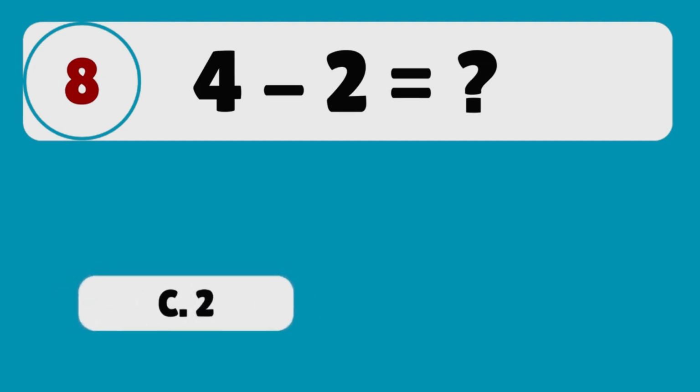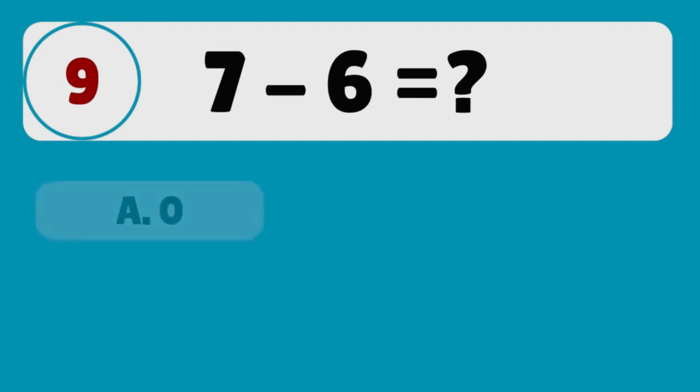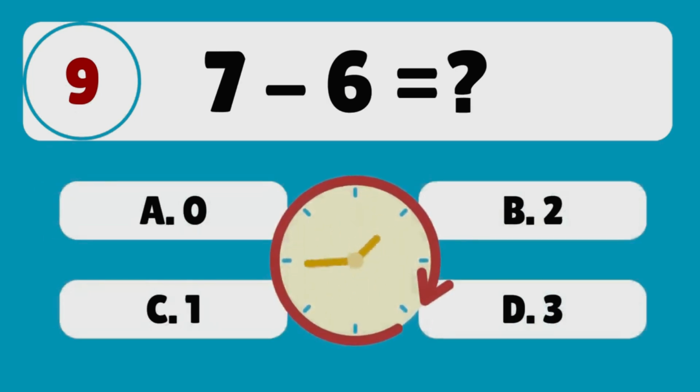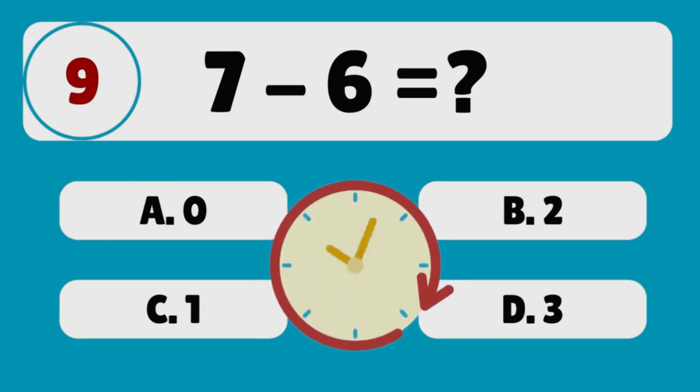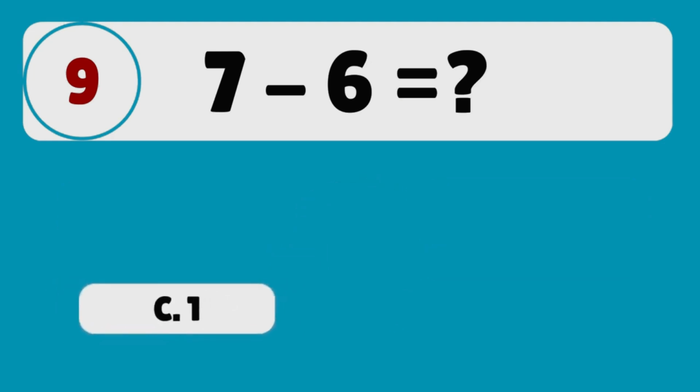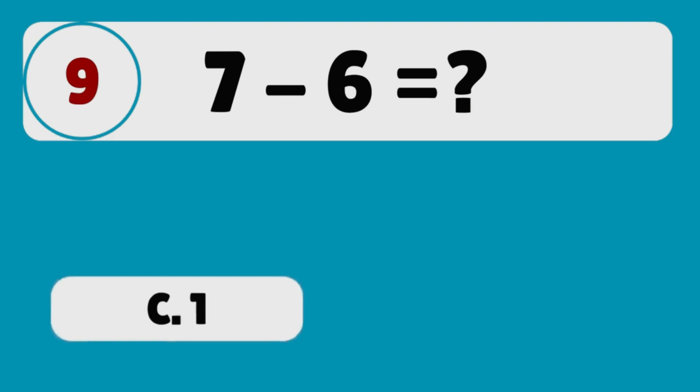Nice work! Question 9. What is 7 minus 6? The answer is C. 7 minus 6 is equal to 1.